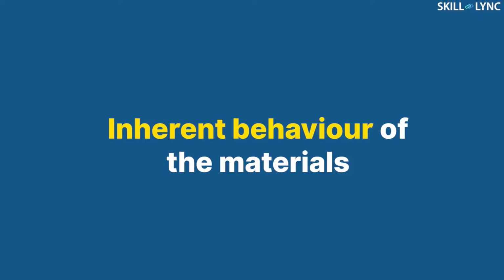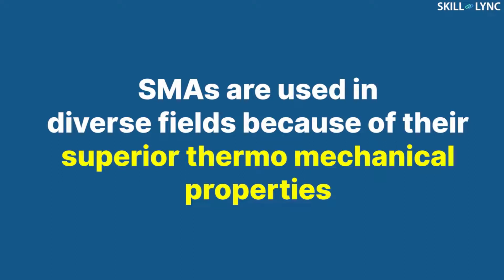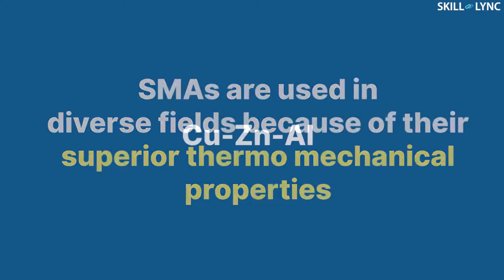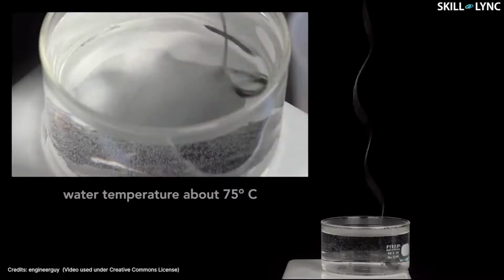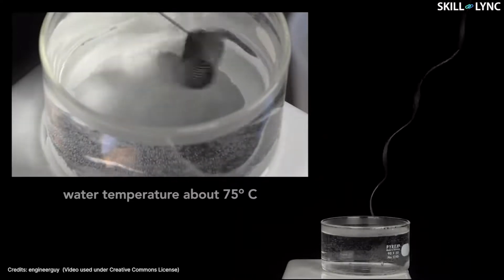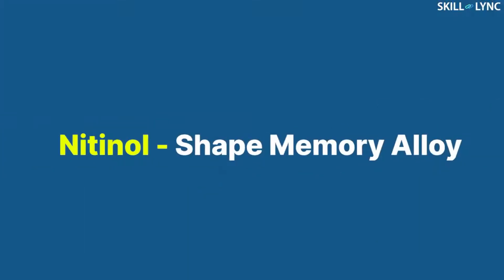The specific nature of the shape memory alloys is due to the inherent behavior of the materials. Shape memory alloys are used for diverse fields of applications for their superior thermomechanical properties. The most commonly used shape memory alloys are copper zinc aluminum and copper zinc nickel. Let's take a look at this video clip. Here, an uncoiled spring coils back and returns to its original shape when it is placed in hot water. Well, this happens because the wire is made of nitinol, which is a shape memory alloy.